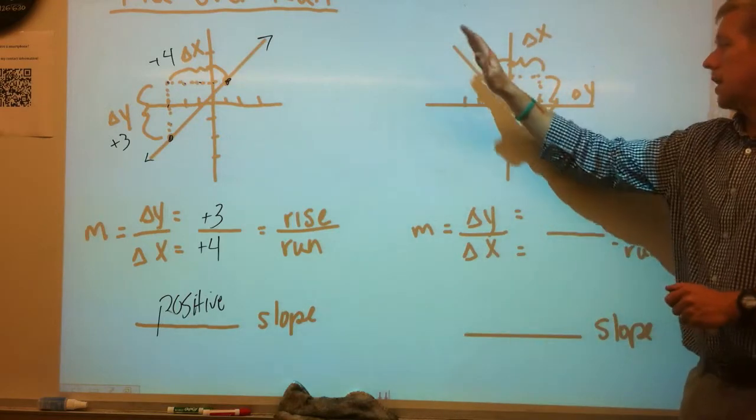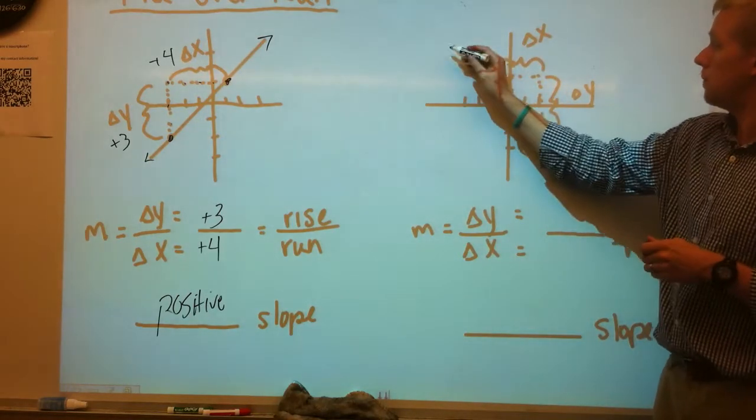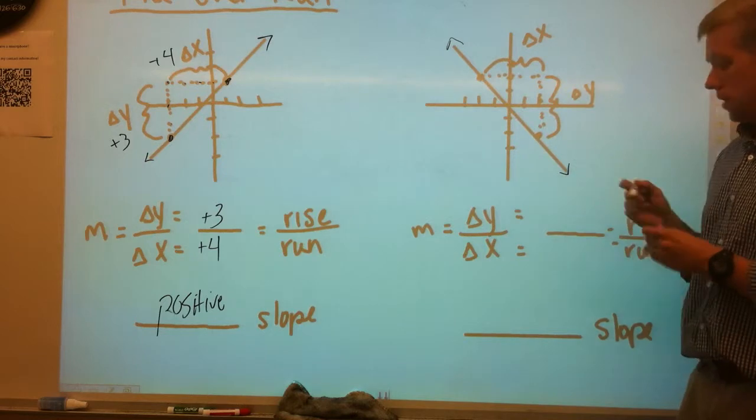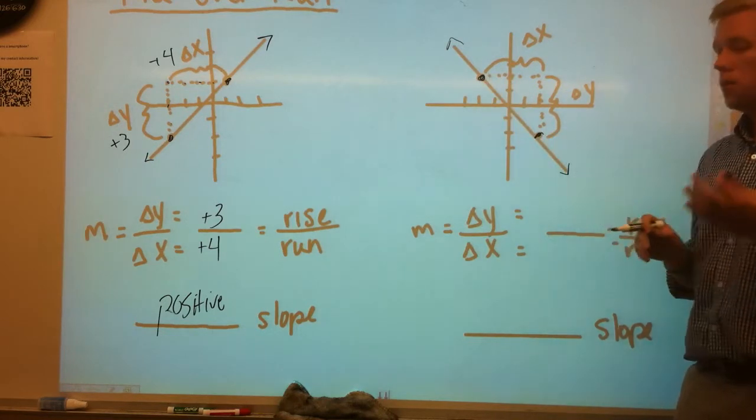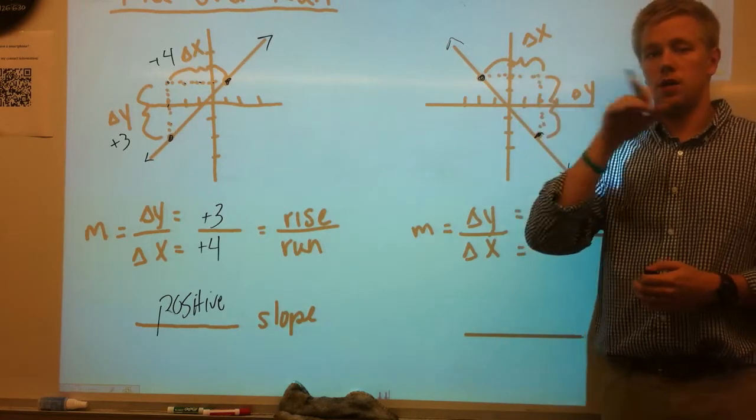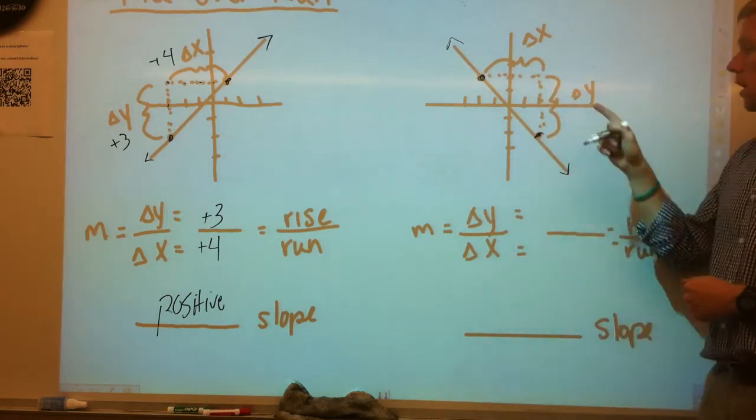Okay? But if I look at this line, it's angled a little differently. Again, I'll draw my arrows so I know that's a line. And I'm going to take these 2 points here and here. I'm going to do the same thing. I'm going to find the change in y over the change in x. Okay, my change in y.